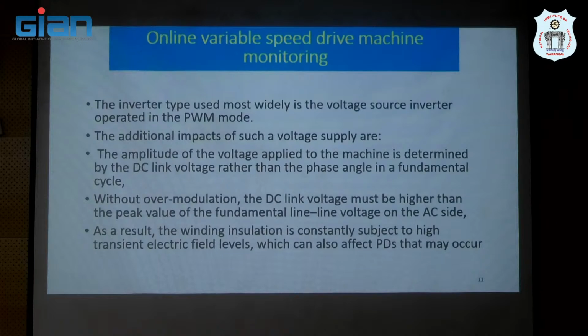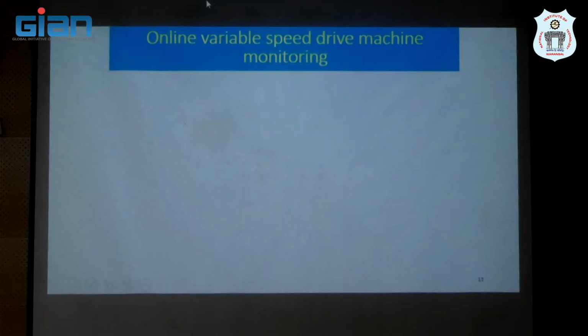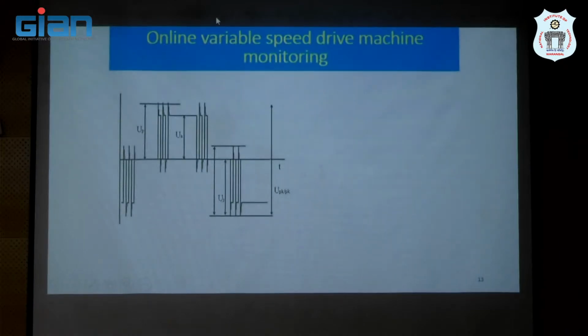the winding insulation is constantly subjected to high transient electric fields, which should be withstood by the insulation. If not withstood, partial discharges will take place. You can see that even turn-to-turn insulations with jump voltages need aging tests. Typical phase-to-phase voltage waveforms for a 2-level inverter.